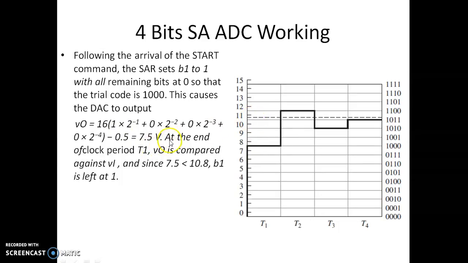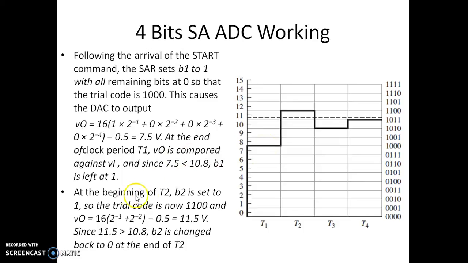Now you can see at the end of this clock period T1, V naught is compared against Vi. The bold one is V naught, the dotted one is Vi. Now it is compared. Since 7.5 is less than 10.8, B1 is left at 1. So this is still retained as 1. And then at the beginning of T2, B2 is set to 1.